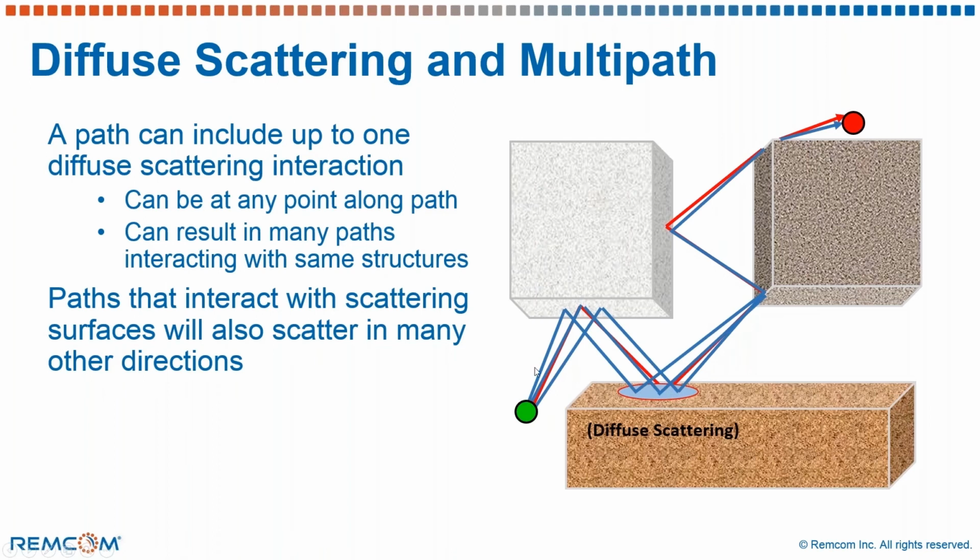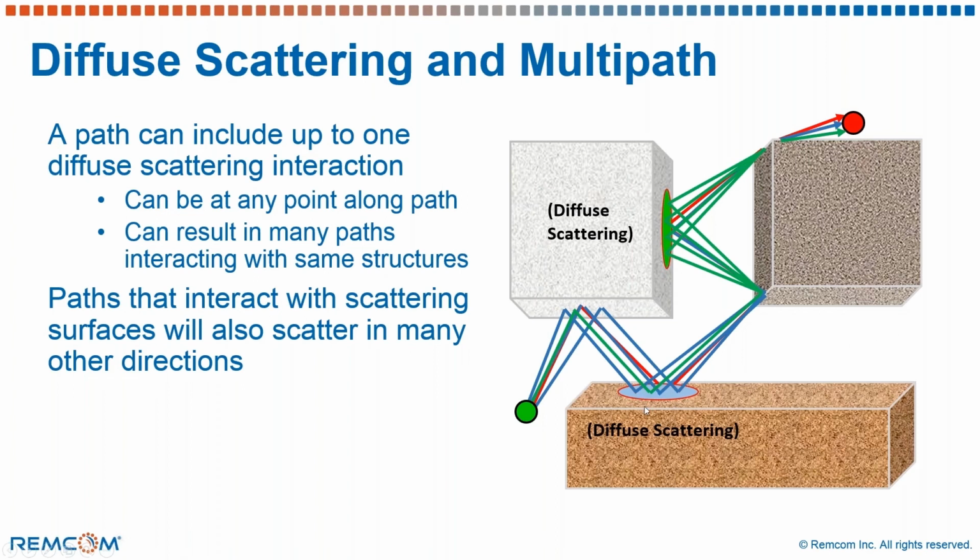Now, it's also important to know that every time these diffuse scattering interactions occur, these paths can also scatter in many other directions. For example, we talked about the directive with backscatter. We might see some of these paths scatter right back in the direction toward the transmitter or further down the street to other sensors and receivers that are in the scene. So in total, the diffuse scattering can add a large number of additional paths to the calculations.